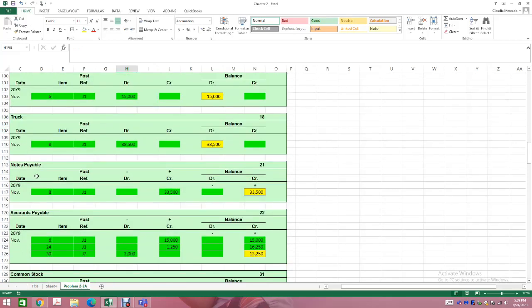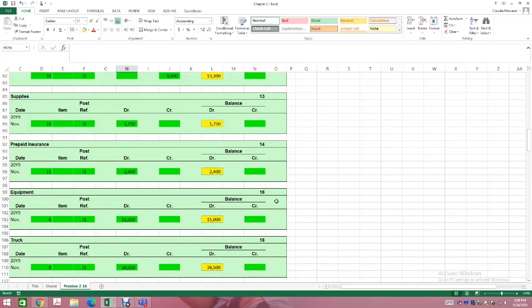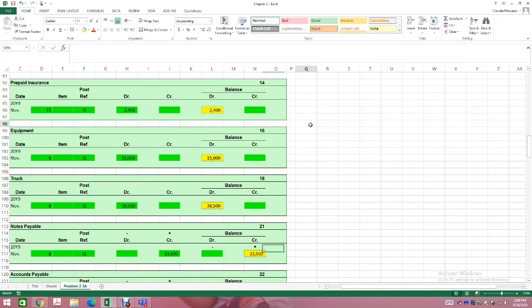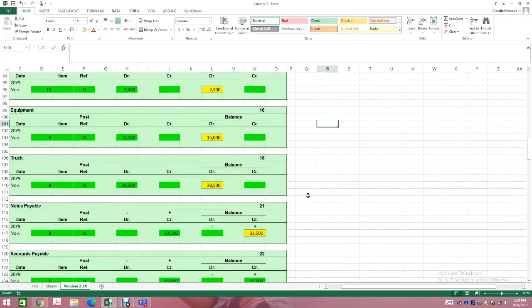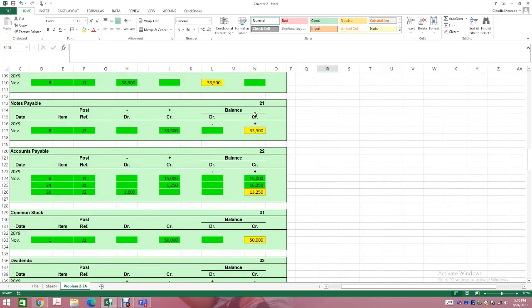Then here we have to be very careful. We are jumping. All of these accounts started with a 1. We had 11, 12, 13, 14, 16, and 18. The 1 represents your assets. I'm having issues typing there, but 1 equals your assets. So now we're going to move on to the 2's. The 2's are your liabilities.